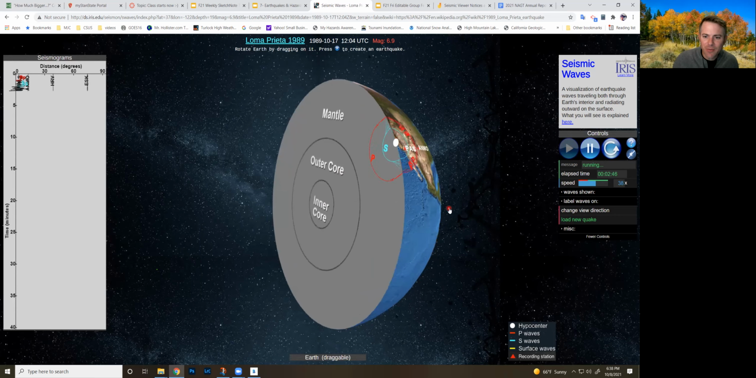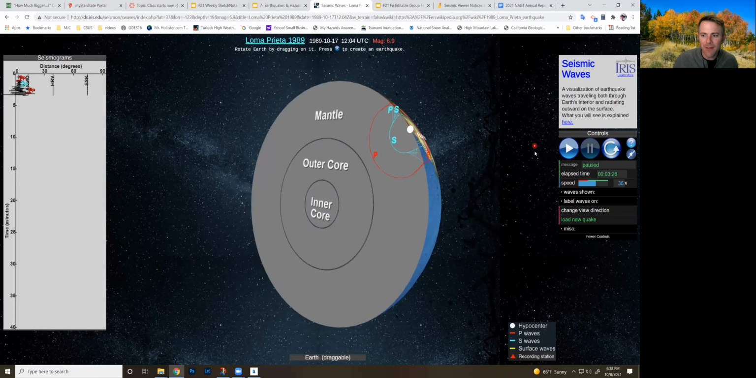And you'll notice we have a couple of waves labeled here. We have P waves, we have S waves, and then we have our surface waves. And I want you to just kind of notice and wonder what are some characteristics you notice about the P and the S waves as these keep going through here. I thought I turned the sound off, but whatever. All right.